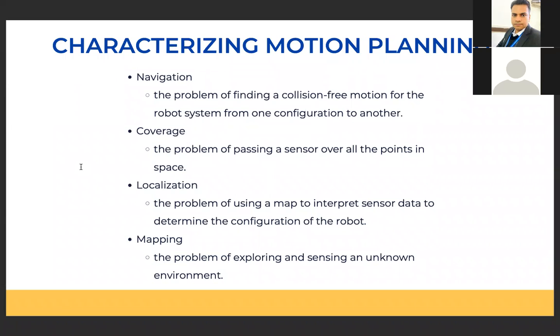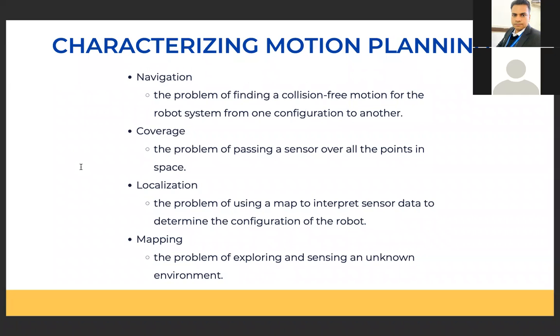Third is the localization task. Localization is basically you are using the map to interpret sensor data to determine the configuration of the robot. The robot needs to know its own position, where it is, by looking at the objects nearby around it. And the nearby objects around it have some global positioning. And looking at these obstacles or the objects, the robot can pinpoint its location. That is called the localization problem.